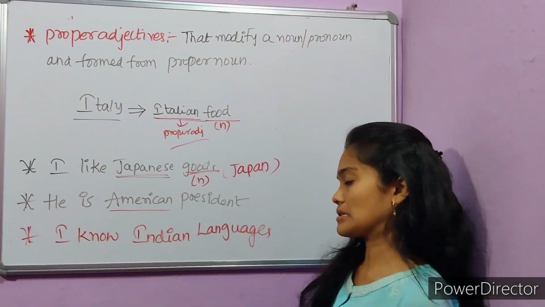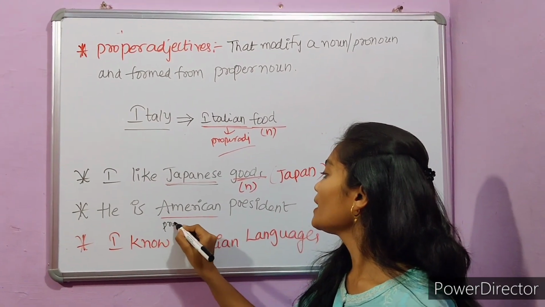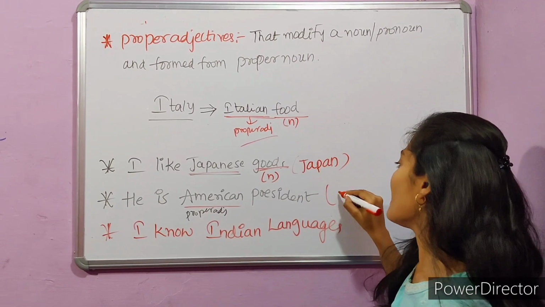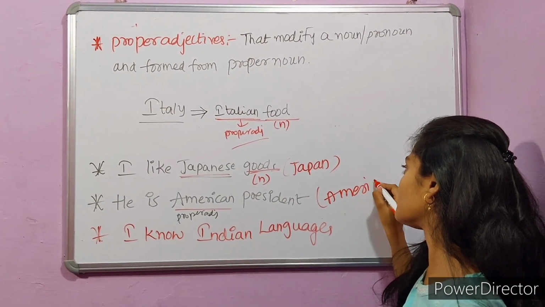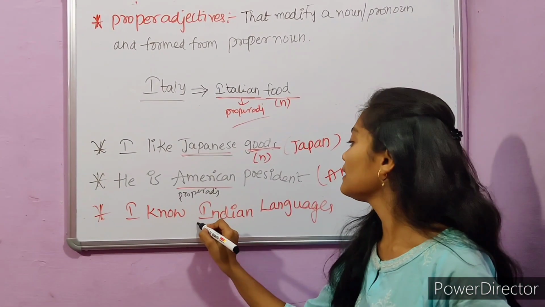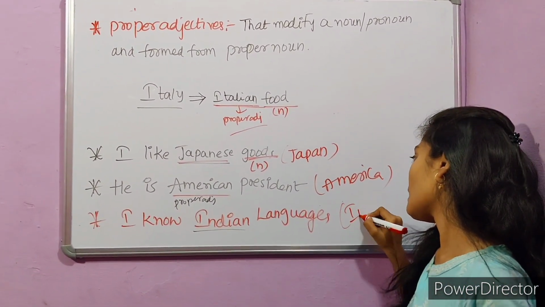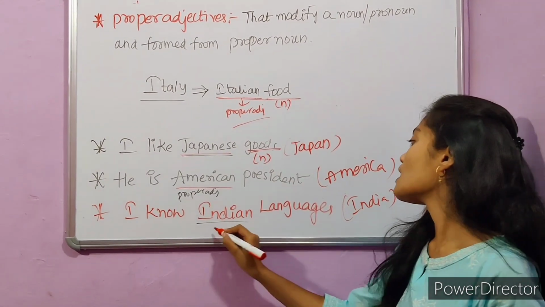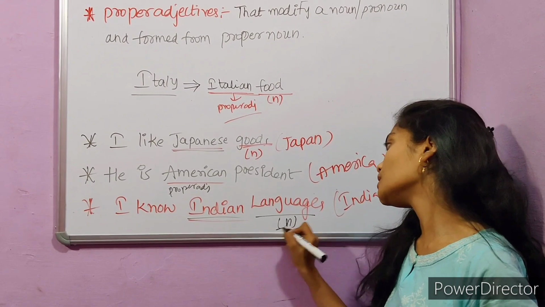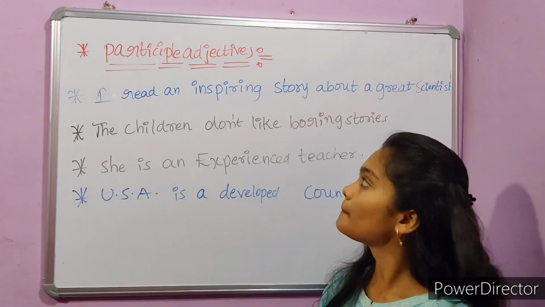American president. In this sentence, American is a proper adjective as it is formed from the proper noun America. I know Indian languages. The word Indian is formed from the proper noun India and it modifies the noun languages. So it is a proper adjective in the sentence.